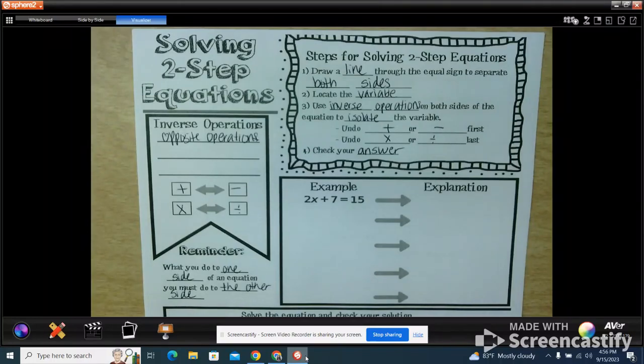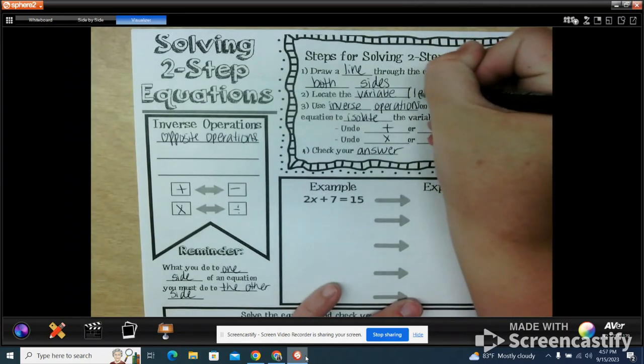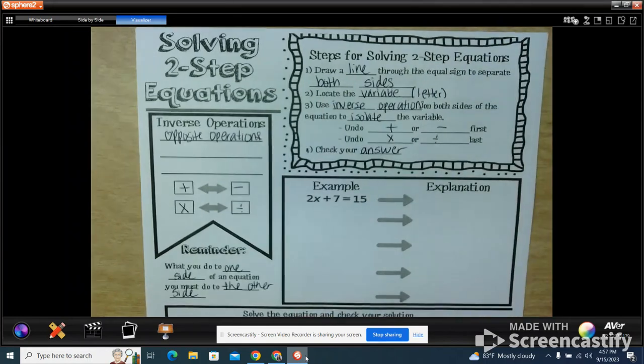All right, today we're going to look at solving two-step equations. There are 4 steps that we're going to follow. We're going to draw a line through the equal sign to separate both sides. Then we're going to locate the variable, and that variable is our letter. Then we're going to use inverse operations on both sides of the equation to isolate the variable. So that means to get the letter by itself. And then we'll undo addition and subtraction first, and then we'll undo multiplication and division. And then if we need to, we can check our answer.